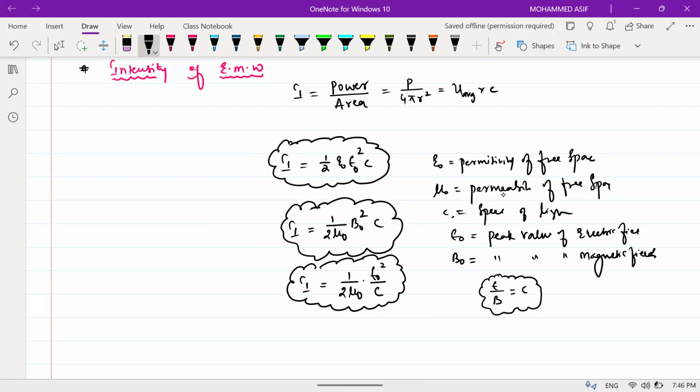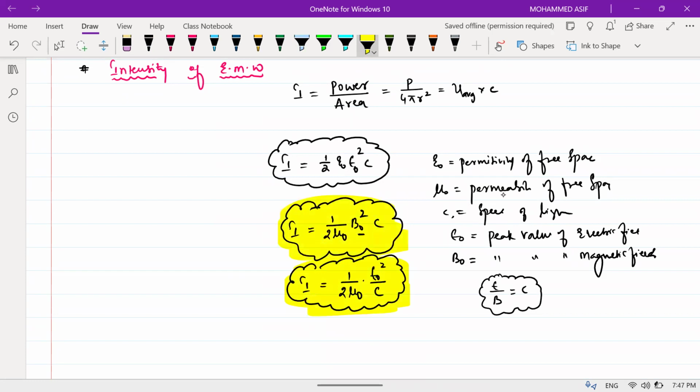Am I clear? So in this one, I eliminated the magnetic field in terms of speed of light. B value will be equal to E by C, so it is E square divided by C square. One C will get cancelled. So that is the reason I got this value. Clear? So all these formulas should be committed to your memory.